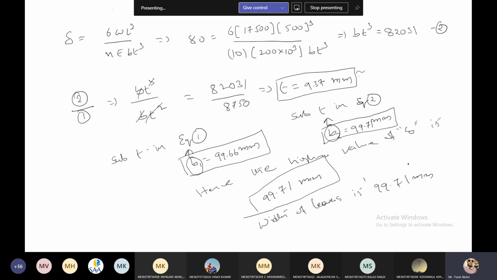Okay, so this is the design of the leaf spring. Any doubts regarding this problem, Babu? Don't have any doubts?